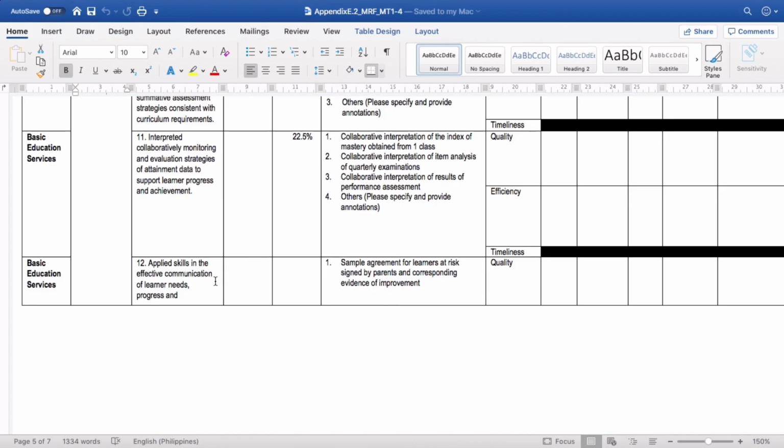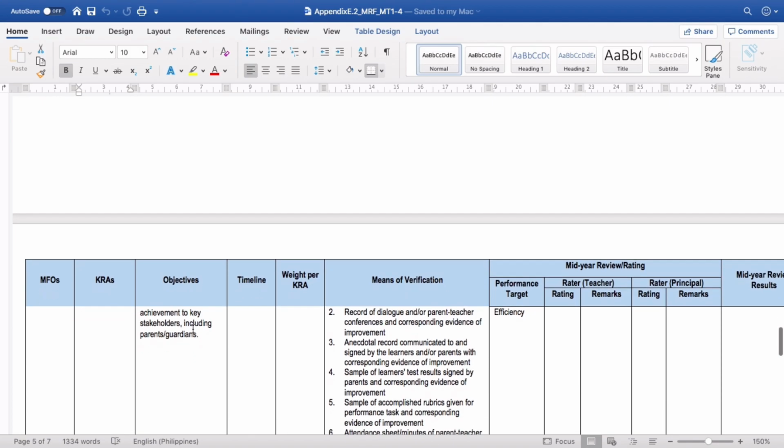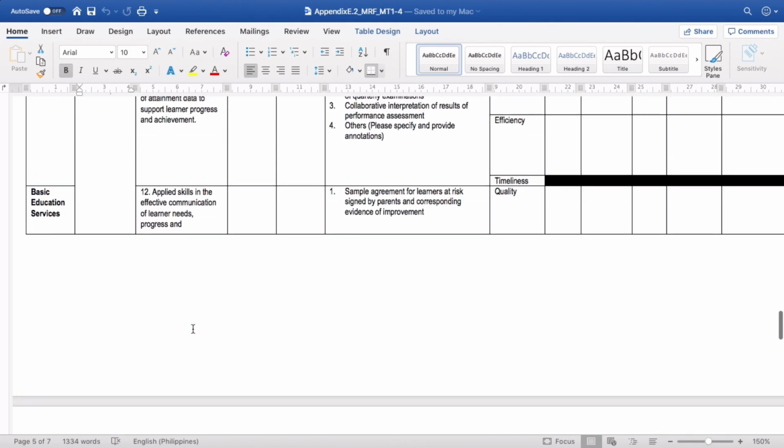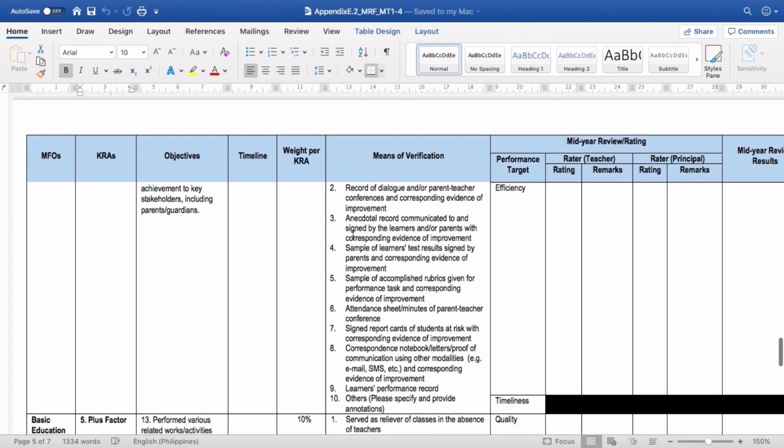For Objective number 12, applied skills in the effective communication of learner needs, progress, and achievement to key stakeholders, including parents or guardians. So what are the MOVs? Sample agreement for learners at risk signed by parents and corresponding evidence of improvement. Record of the dialogue or the parent-teacher conferences and corresponding evidence of improvement. Anecdotal record communicated to and signed by the learners or parents with the corresponding evidence of improvement.